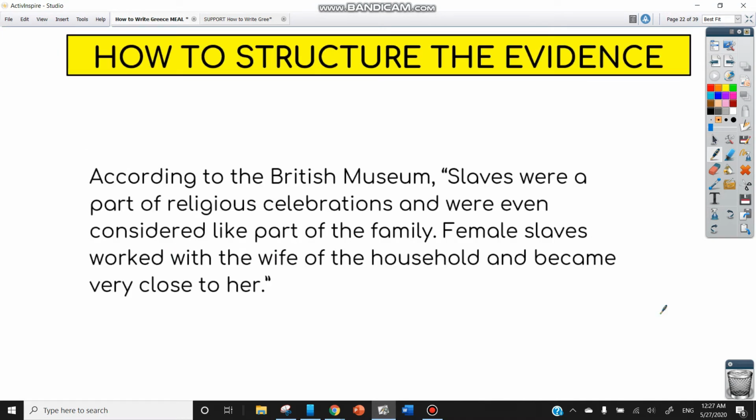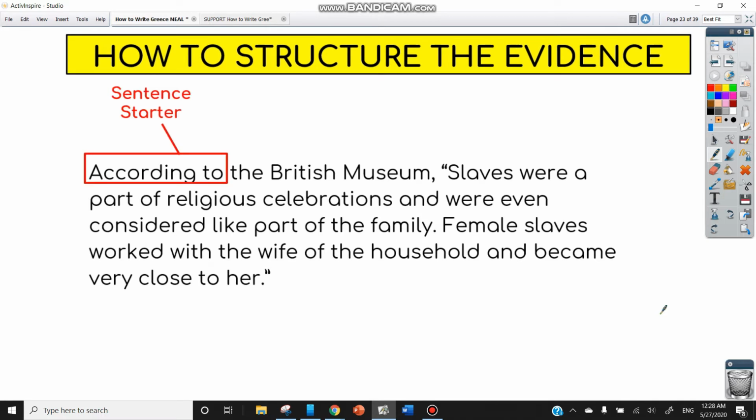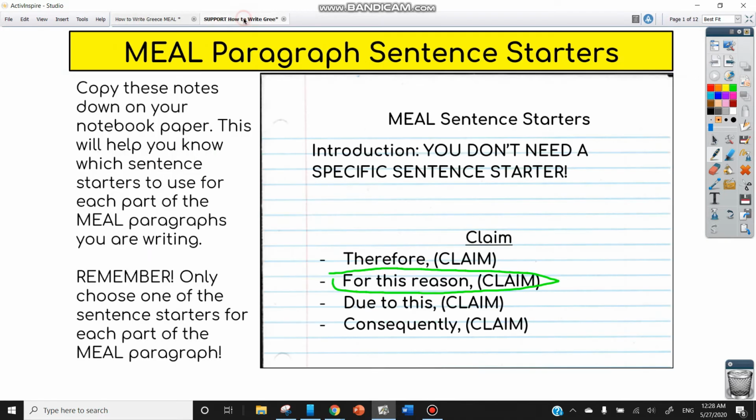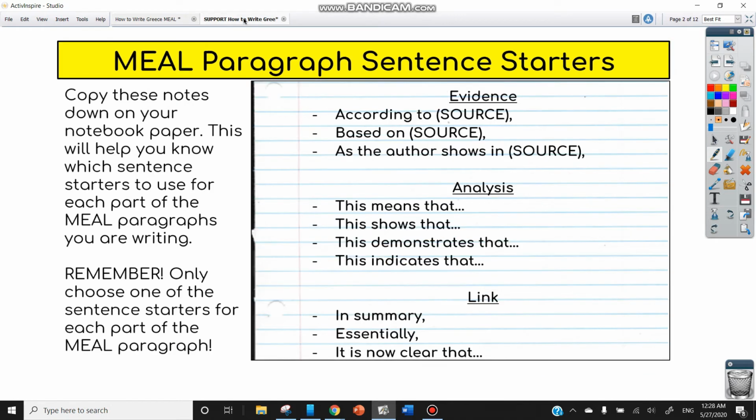Now when you're writing your evidence, this is an example of what the structure will look like. Okay, now let's break it down so you understand exactly what I am looking for when I say that your evidence structure has to be correct. So the first part is a sentence starter. So for this example, I chose according to, but you have other choices as well. You can also choose to use based on and as the author shows.